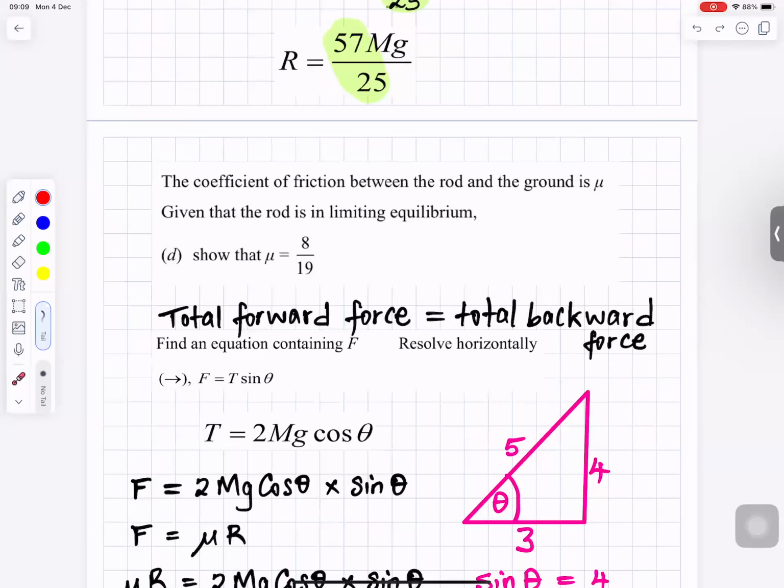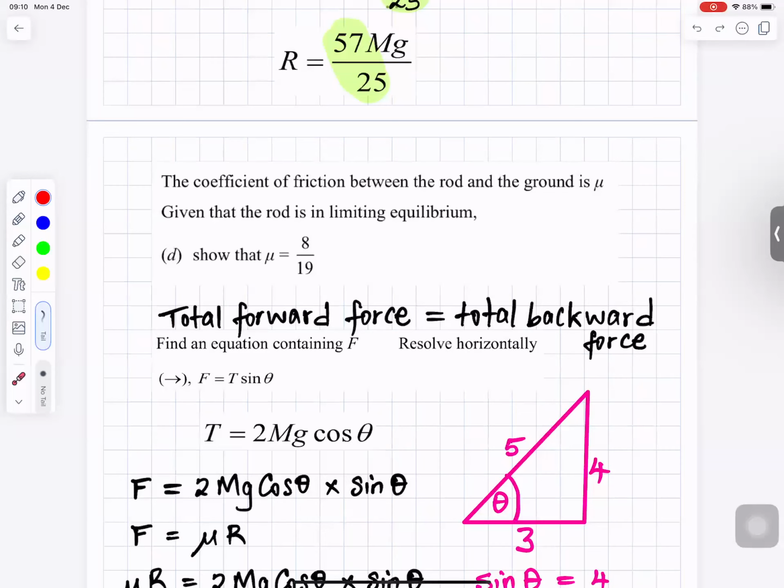The coefficient of friction between the rod and the ground is mu. Given that the rod is in limiting equilibrium, show that mu is 8 over 19. We look at the total forward force is equal to the total backward force. Or they would say resolve horizontally. What does resolve horizontally mean? Everything pulling it forward is equal to everything pulling it backwards. That's the way I learn it. And then you find the equation.